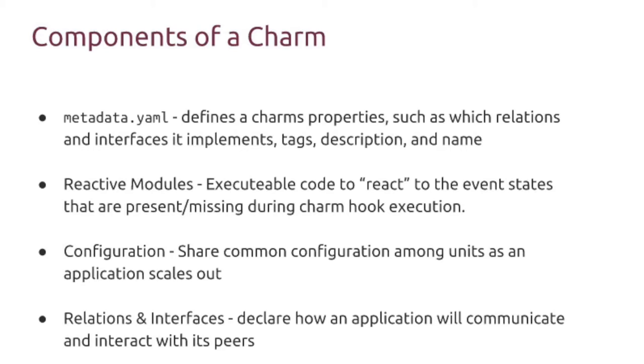The components of a charm, there's one primary piece, which is our metadata.yaml. This is the only file that's required to build a charm. This allows you to define certain properties about it, such as the name of the application, what it's going to be able to relate to, what interfaces it implements, what different tags make this up so it can be categorized in our software catalog, and some descriptions so that way people know what's actually going on inside the charm and what it's going to provide to you.